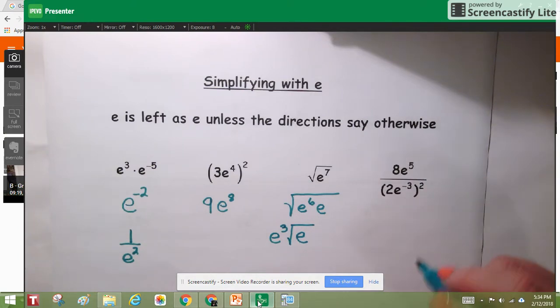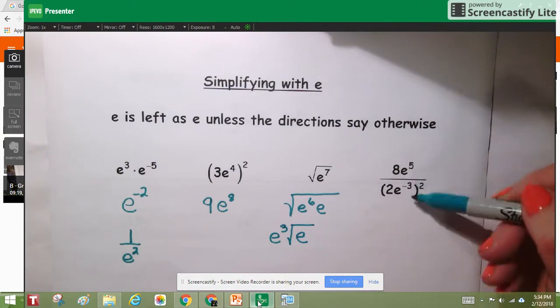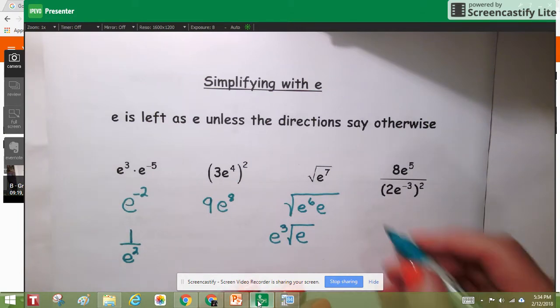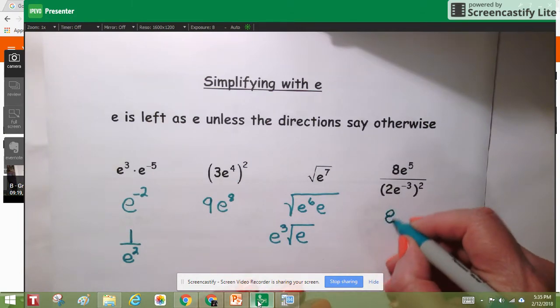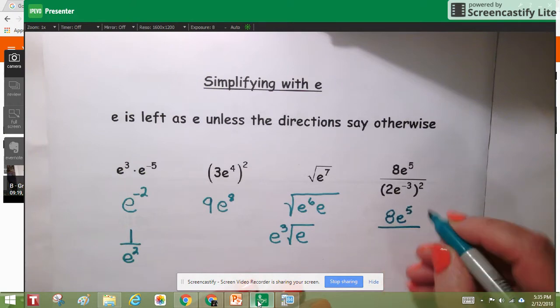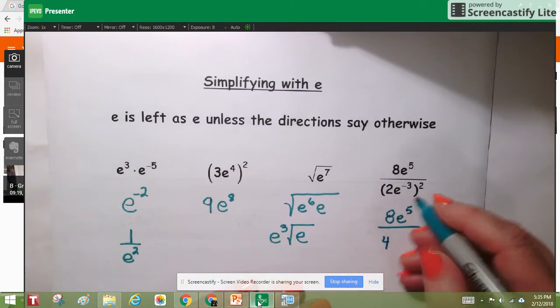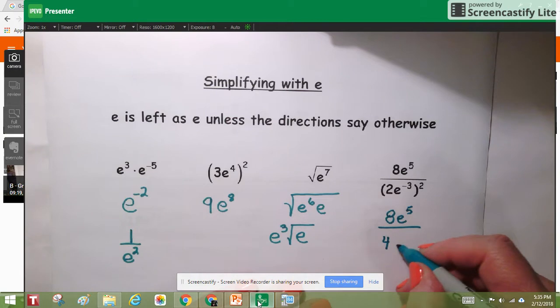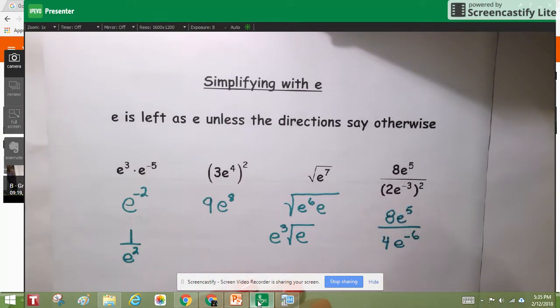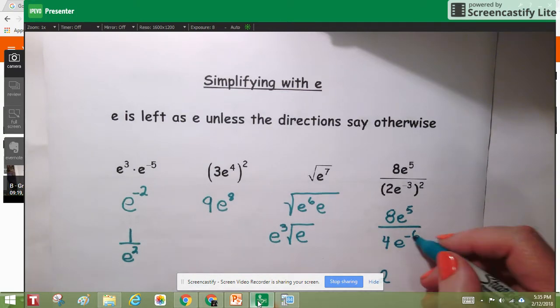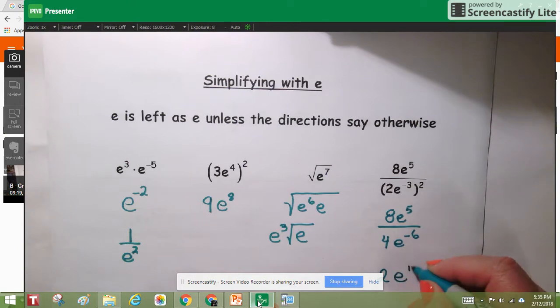Let me take care of this denominator, but if you remember, when I have division, I'm going to end up subtracting my exponents. So here I'd have 8e to the 5th in my numerator. 2 squared would be 4, and e to the negative 3 squared would be e to the negative 6. If I simplify my numbers, 8 divided by 4 is 2. Remember, this negative sign is saying, I don't want to be in the denominator, please move me in the numerator. So I'm just going to bring him up and call that e to the 11th. And then that's going to be simplified.